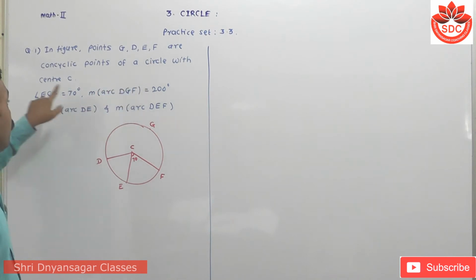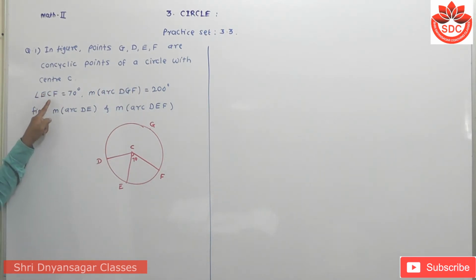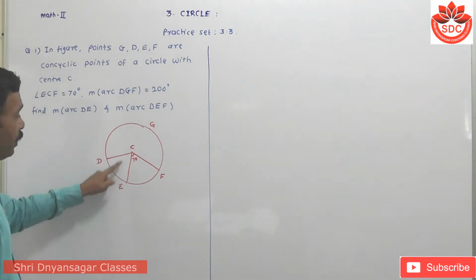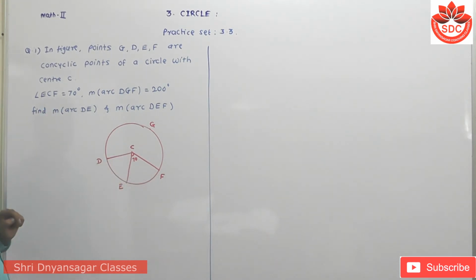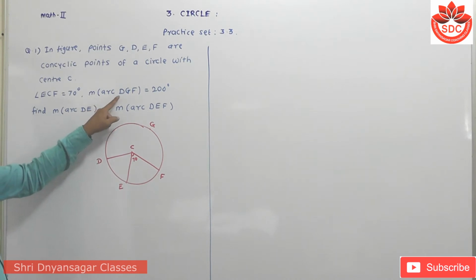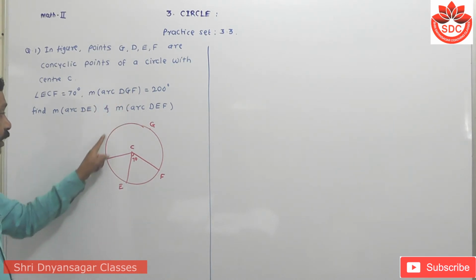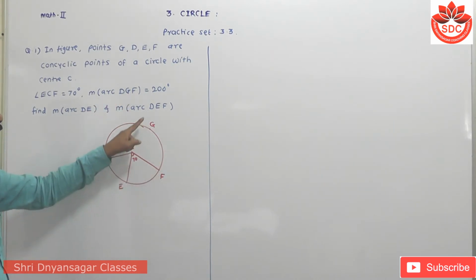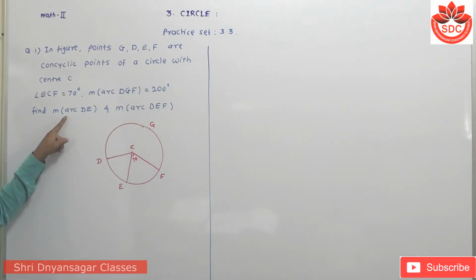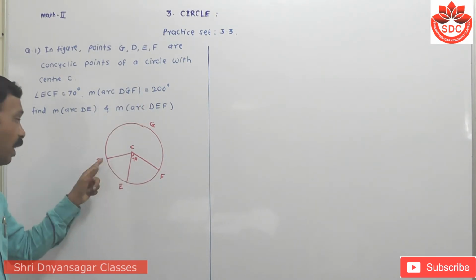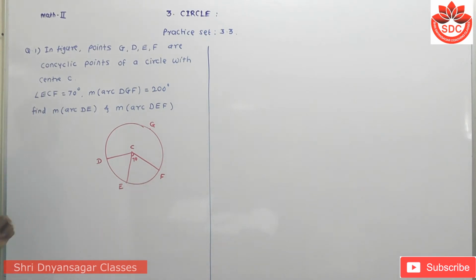Points of a circle with center C. Angle ECF is equal to 70 degrees. Measure of arc DGF, look here, DGF is equal to 200 degrees. Find the measure of arc DE and the measure of arc DEF.